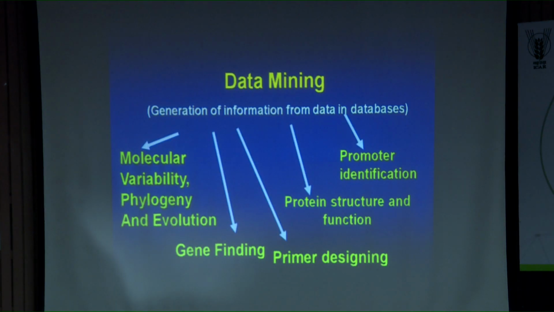Next, the terminology which comes is data mining. One is data retrieval, that means collection of the data from the database. The second one is called data mining. Data mining is the generation of information from the data which you have retrieved from the database. So, now you want to generate information, and that is called data mining. Data mining is of different types like molecular variability and phylogeny analysis, gene finding, primer designing, protein structure and function, promoter identification, and so on. All those things come under data mining. In today's lecture I will mainly concentrate on molecular phylogeny, how you can do molecular phylogeny using bioinformatics.